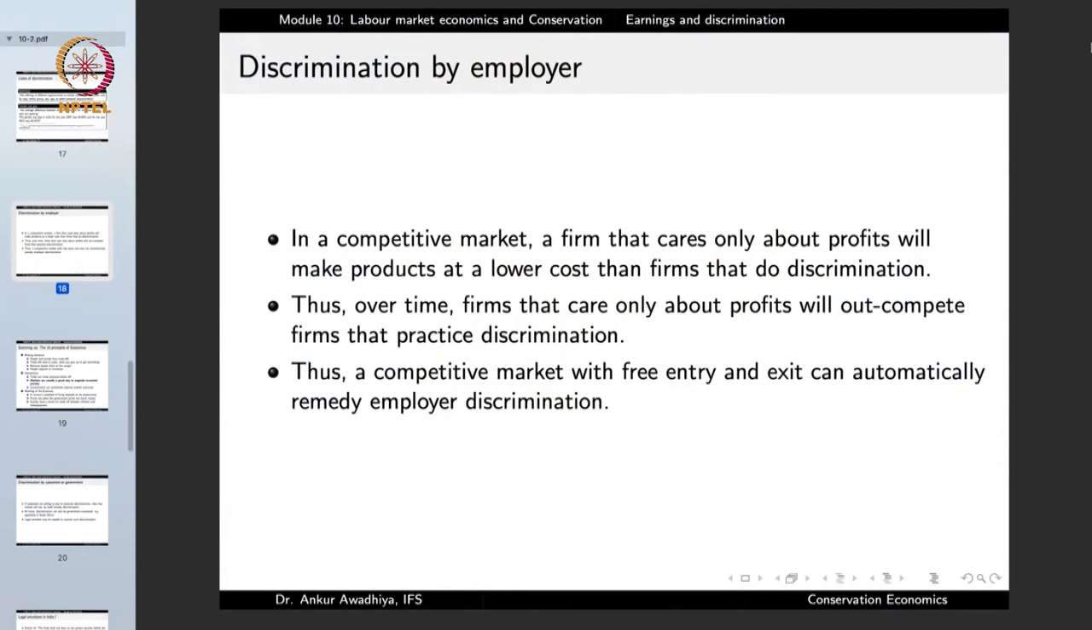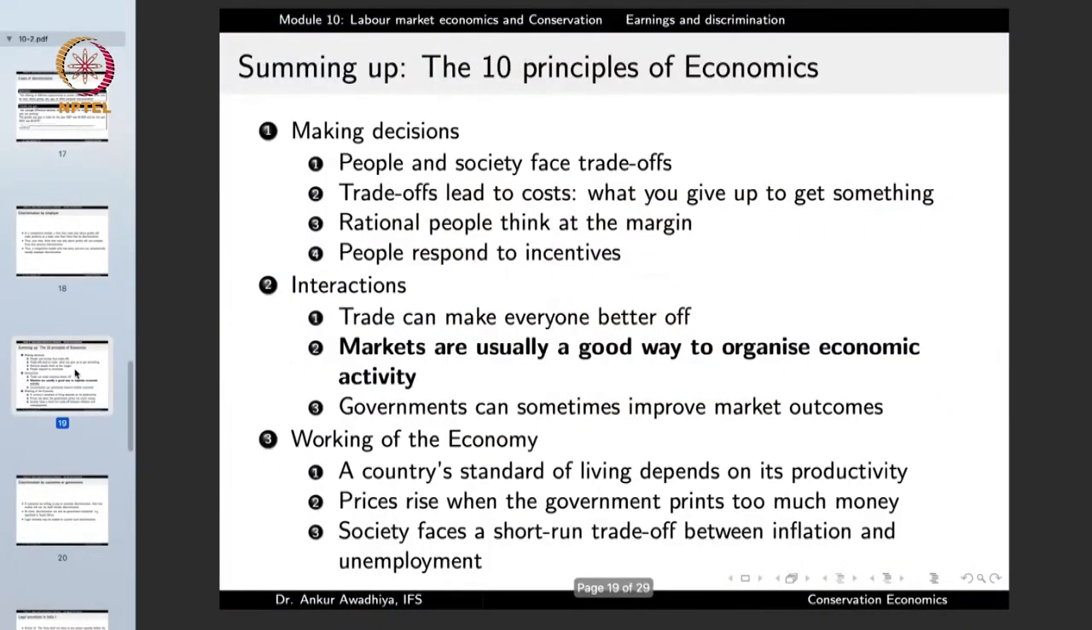And thus a competitive market with free entry and exit can automatically remedy employer discrimination, which tells us that in the free market, if there is free entry and free exit, which means that any firm that is able to produce goods at a cheaper price and at a better quality is able to enter into the market, then the firms that are not doing any discrimination, because they have the best workers, will make cheaper products with good quality, and they will outcompete those that are doing discrimination. And in a short while, we will see that the market is only occupied by those firms that are not doing any discrimination. So the market has a way of tackling discrimination by the employers, which is also why we say that markets are usually a good way to organize economic activity.